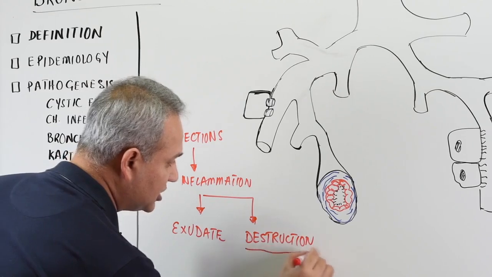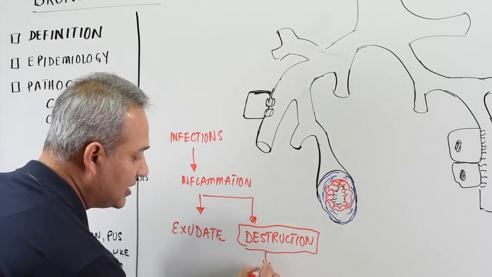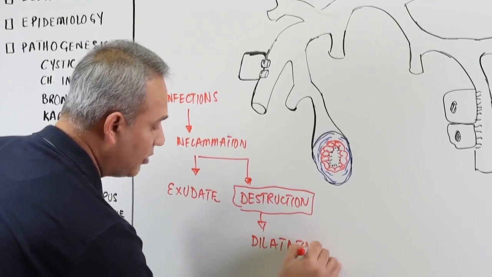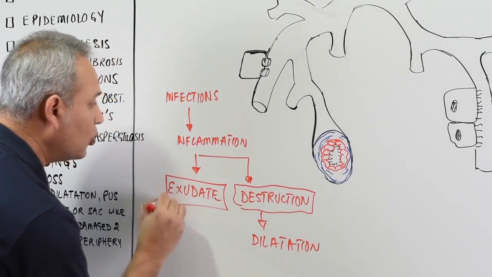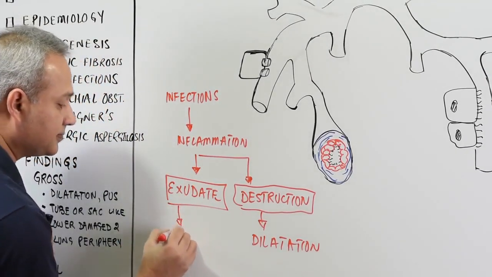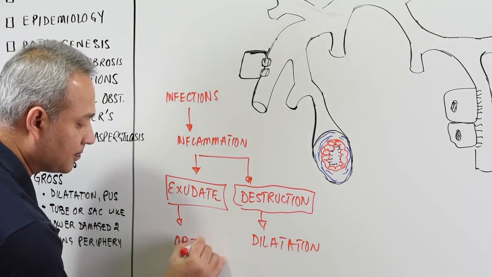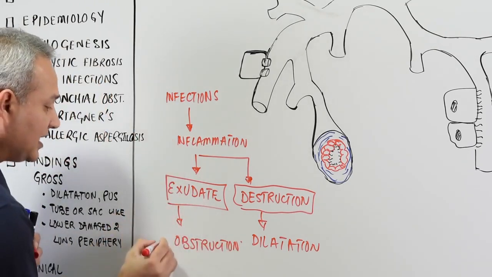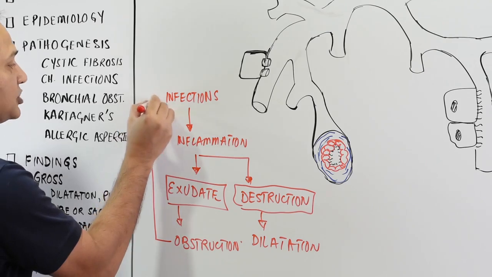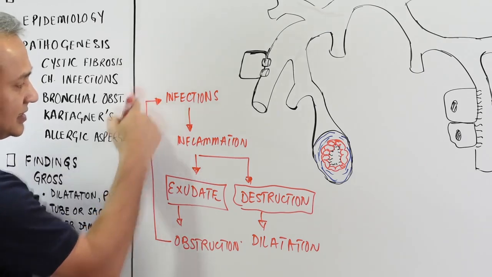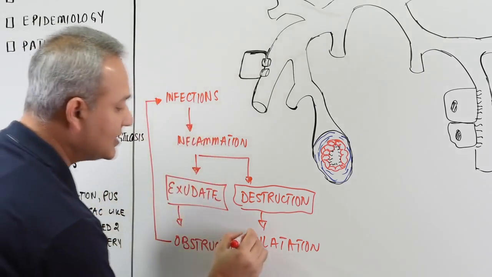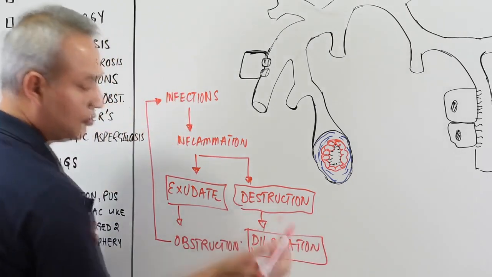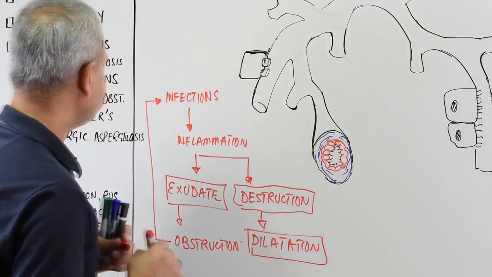Now this destruction will mean dilatation. However, exudate will cause obstruction. This obstruction will increase infections, so that this process continues to occur till we reach this branch and reach the dilatations, which is the bronchiectasis.